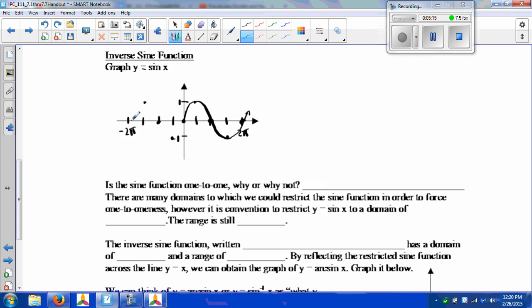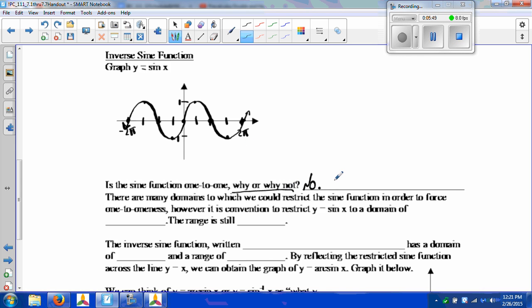Not that I need to, because we can already see that it fails the horizontal line test just from 1 period of it. But we're going to graph it because it's going to be important for our domain and range later. So, is the sine function 1-to-1? Why or why not? If you draw a horizontal line through it, it fails multiple times. In fact, it fails an infinite number of times because sine keeps going in both directions forever. So, no.